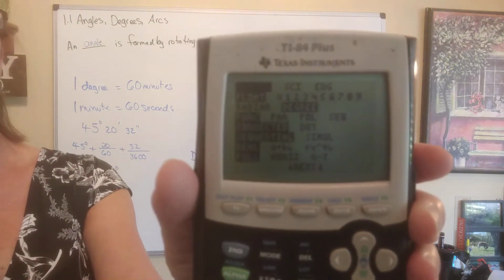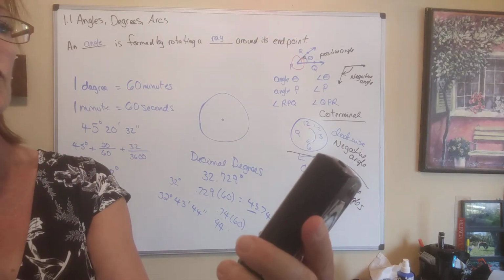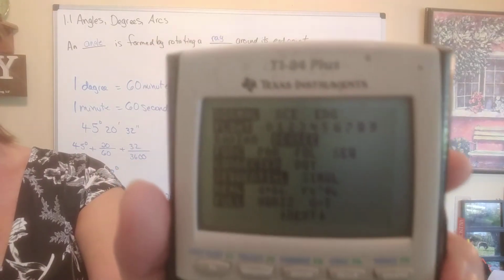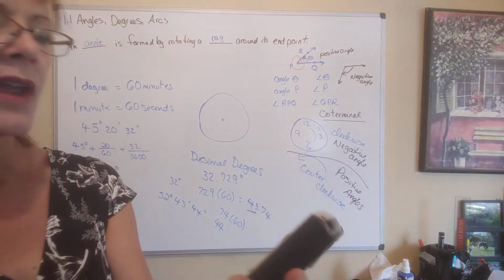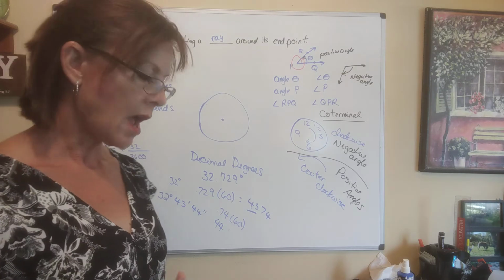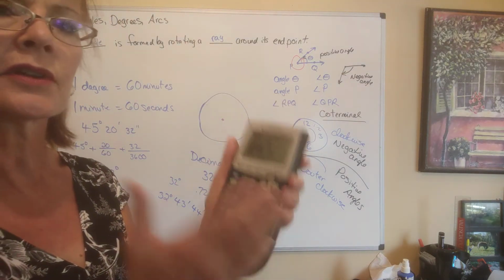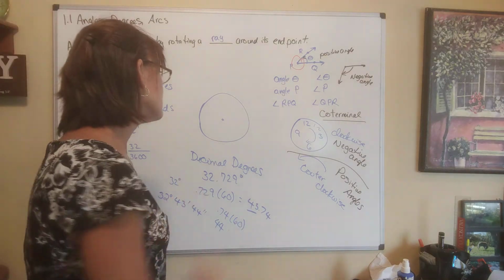I see that what is highlighted on mine, darkened, is the degree, meaning that that's okay. You see right beside it is radians. If the radian was highlighted, I would just use my arrow button to highlight the degree and hit enter, and then I would be in degree mode. So I'm ready to go.